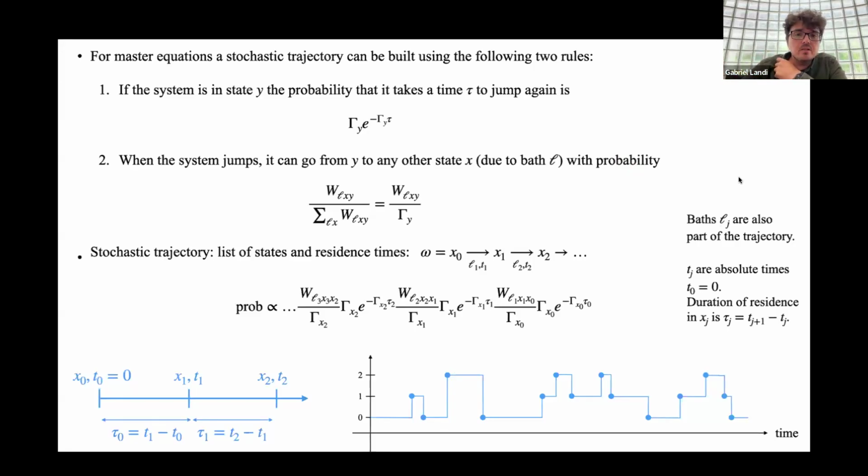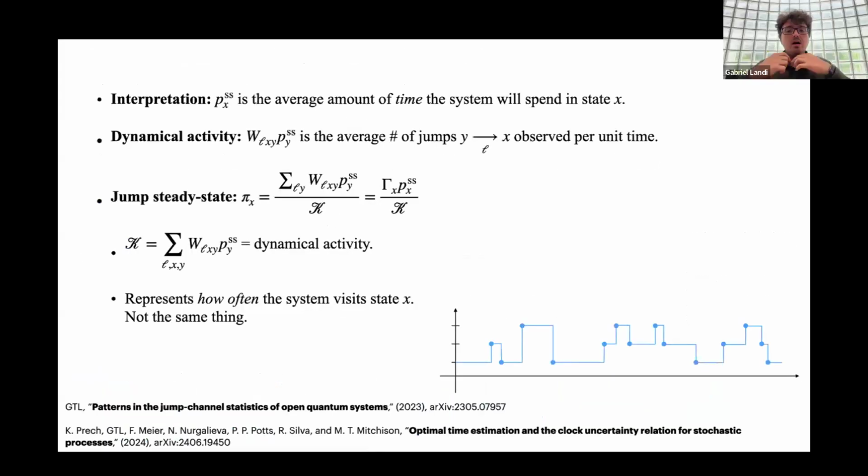Thank you. Okay, so let's talk a little bit about interpretations. The system will eventually reach a steady state, which we call PSS. The steady state can be interpreted as the average amount of time that the system spends in state X. So if you look at a trajectory like this, and you look at the time it spends in each state, this is related to the steady state. From the steady state, we can also build what's called the dynamical activity. This is the number of jumps per unit time that are observed on average. So P steady state times the rate, so WP, gives you the average number of jumps from Y to X due to Beth L.